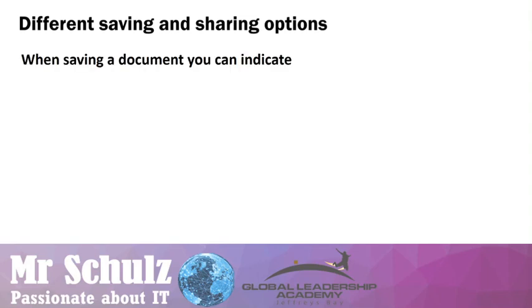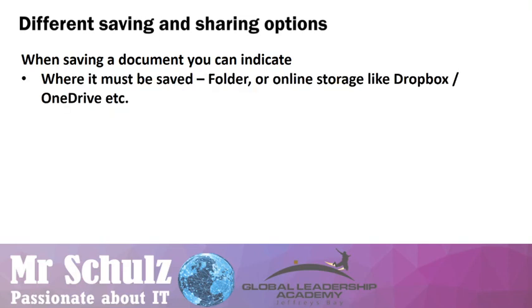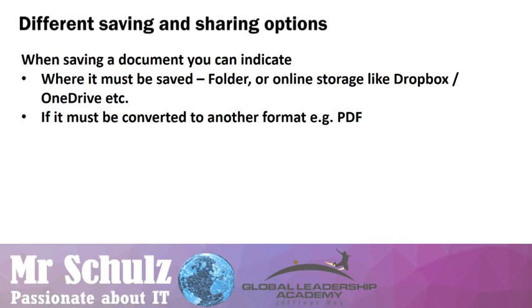So when saving a document, you can indicate the following. The first thing is where it has to be saved. So you can choose a folder on your computer, or, a lot of computers have that, if it's connected to the internet, online storage facilities like Dropbox or OneDrive, etc. available. So you can save it either locally on your PC or on the cloud. Secondly, if it must be converted to another format, you can select the format that your document needs to be saved in.